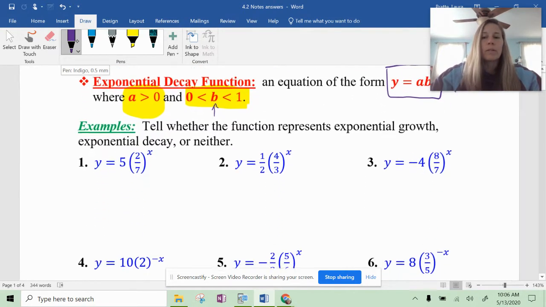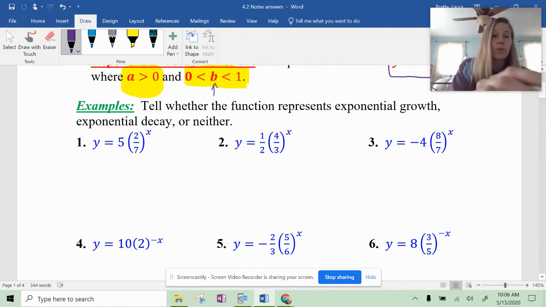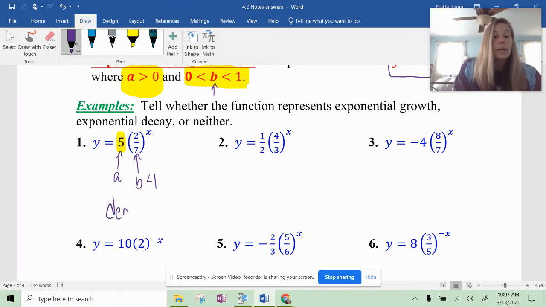Okay, so moving on to the examples. Tell whether the function represents exponential growth, decay, or neither. The first thing we're going to do is look at the A value. If the A value is positive, we know it could be growth or decay, but it's going to depend on this B value. Here my B is 2/7, and that is less than 1. So it's a positive number, but it's less than 1. So this would be decay.